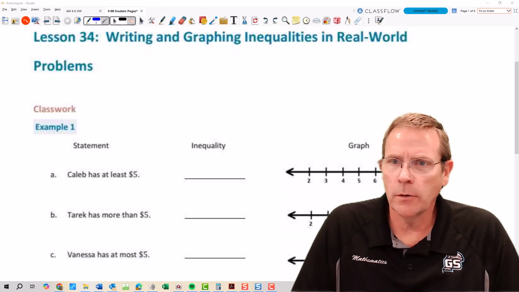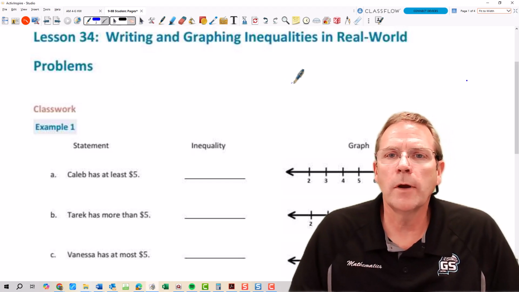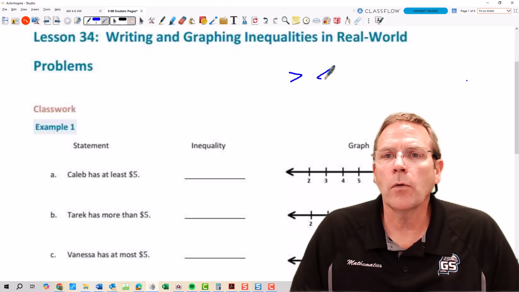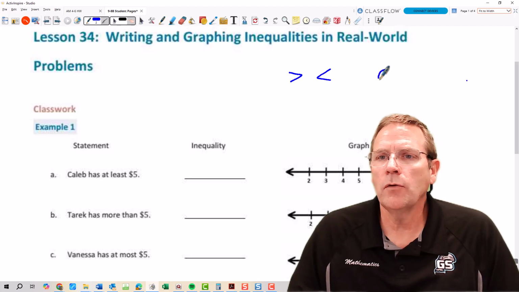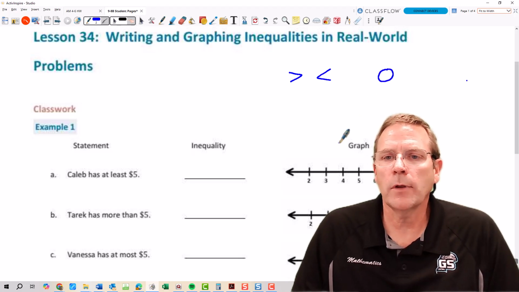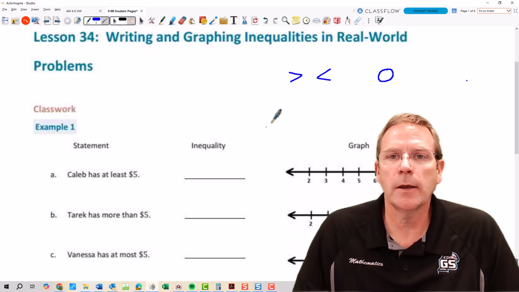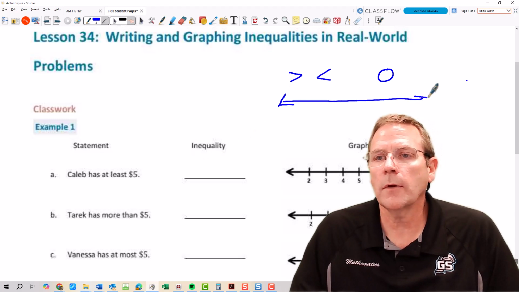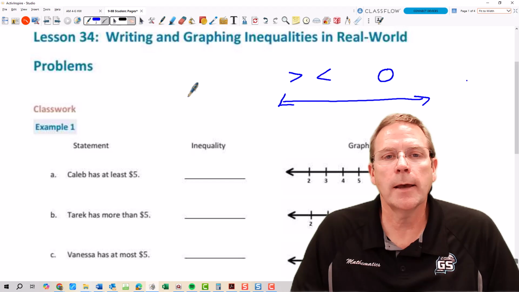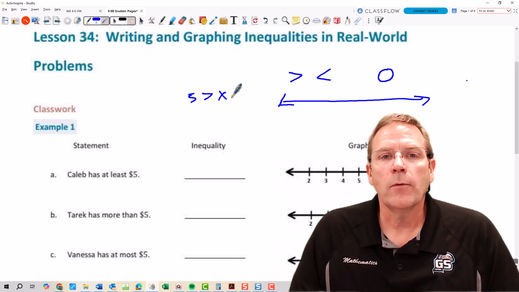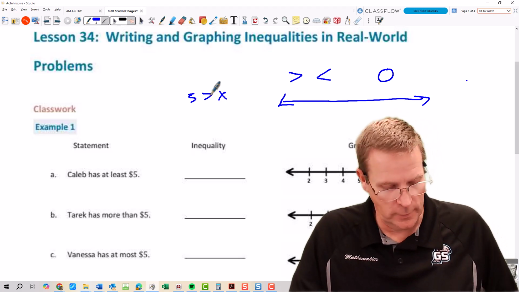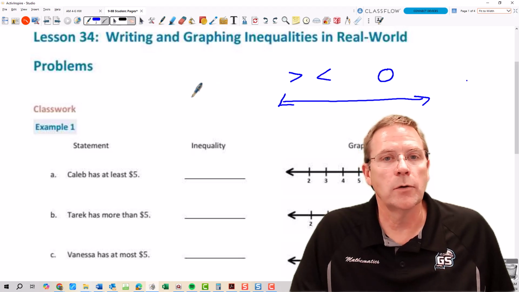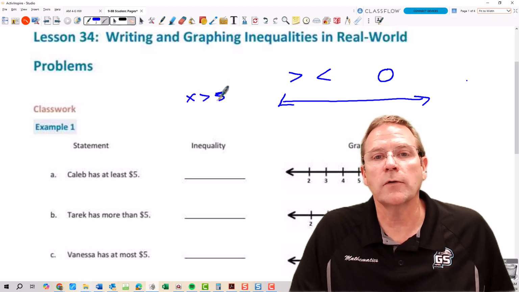So what we're going to do is start off with a greater than or less than. Anytime you use a greater than or less than, you're going to use an open circle on the graph. So let's just say, which is not going to be the case, but let's just say we had a graph where we had, I don't know, 5 is greater than x. Actually, let's do that the other way around. Let's do x is greater than 5, just to keep things simple.